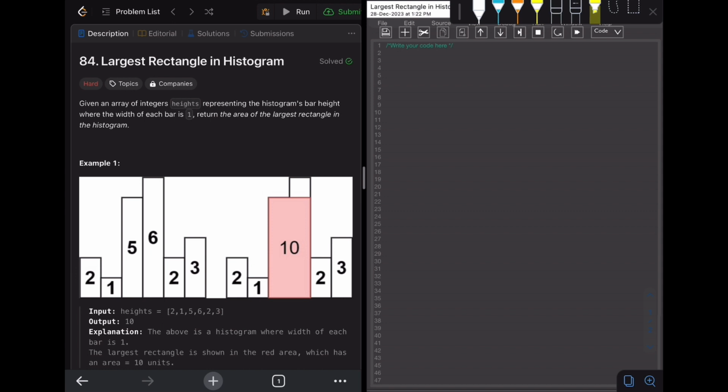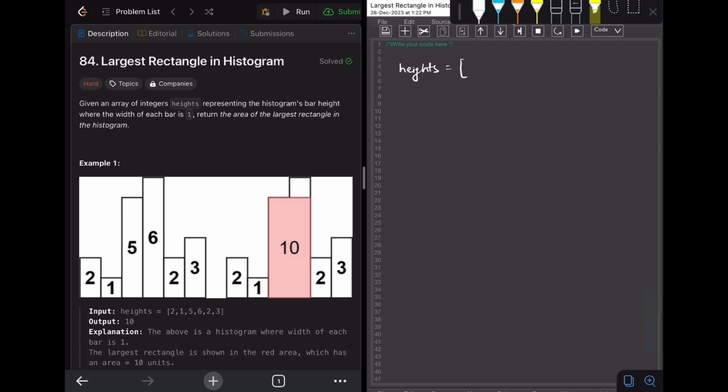Okay, given an array of integer heights representing the histogram's bar height, where the width of each bar is 1, return the area of the largest rectangle in the histogram. We have a histogram with certain bars and we are given the height of the bars and we have to find the area of the largest rectangle. Okay, seems easy enough. Let's try to understand the problem with an example.